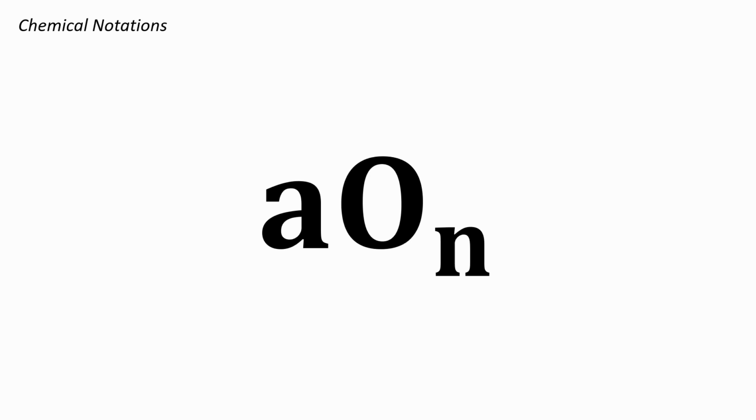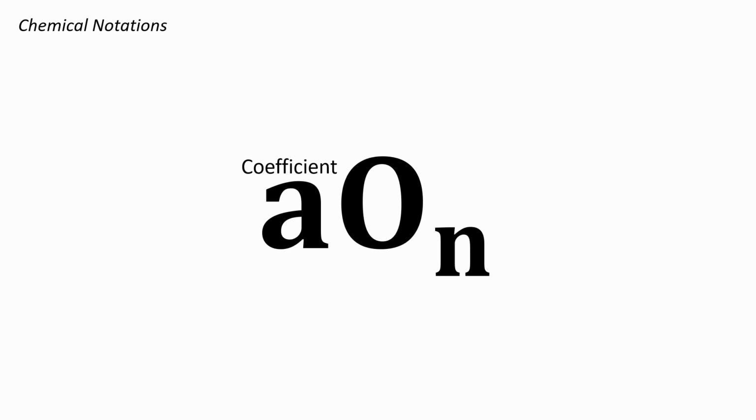As you can see, there's a small a in front of the oxygen and a lowered letter n behind it. The small a is commonly called the coefficient and represents how many molecules of a substance are needed for the reaction to occur, or how many molecules of a chemical we get after the reaction. And it's typically the number you'll have to find when solving a reaction equation.